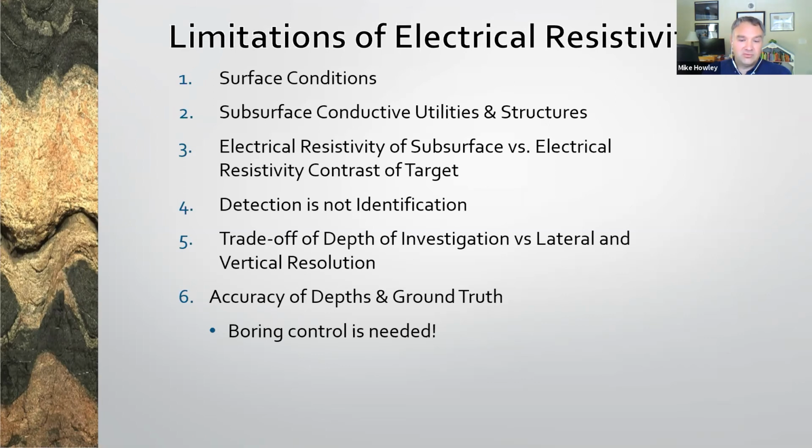Number 5, the trade-off of depth of investigation versus lateral and vertical resolution. As I mentioned earlier, knowledge of the size and depth of the target is needed to tailor the survey to that situation. And number 6, you do need ground truth in the form of boring control. In the absence of any boring control, geophysicists only talk about presence of anomalies. They don't associate them with conditions on the ground.